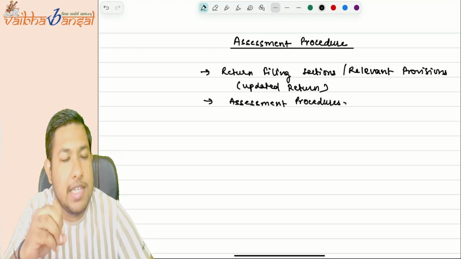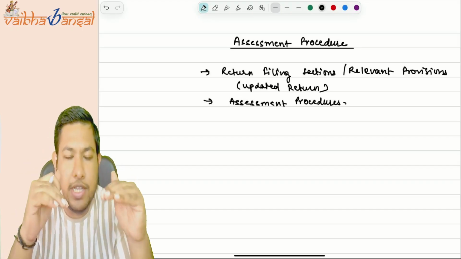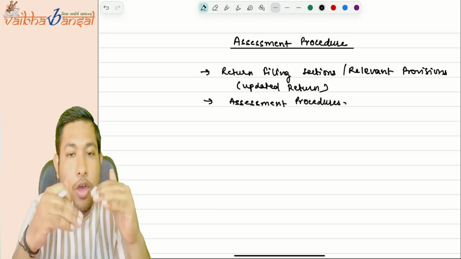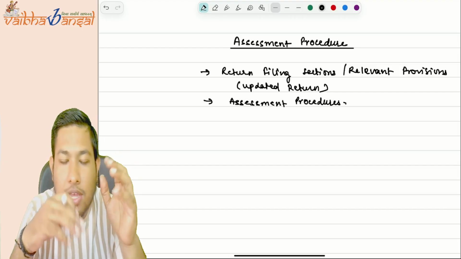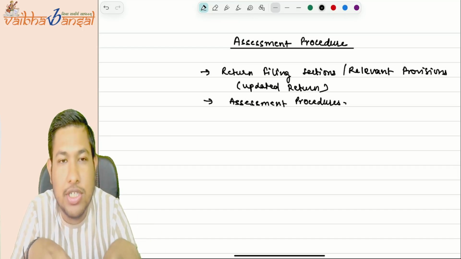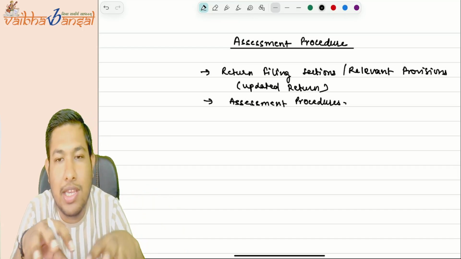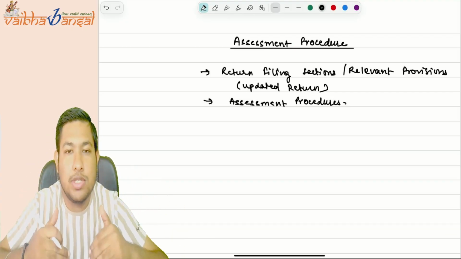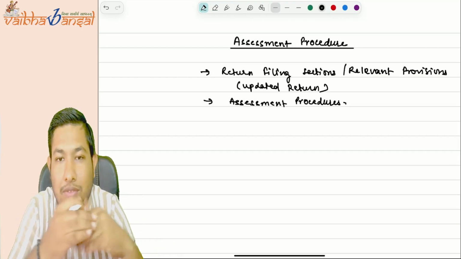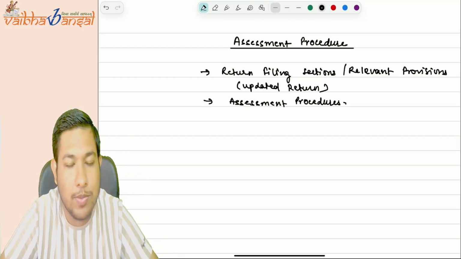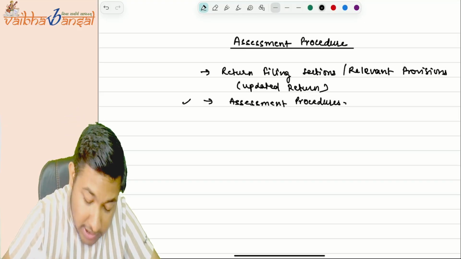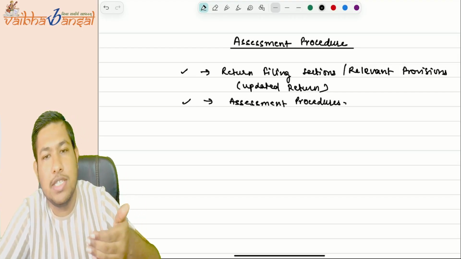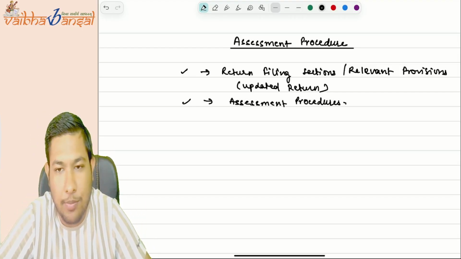Where the assessing officer will come. What we saw in yesterday's class, the income tax authorities, we discussed what the income tax authority is, what their jurisdictions and powers are, in case of search, seizure, survey, everything we have seen. Now we are going to see the assessment part of this chapter. So in this chapter there are two points: the return filing sections and the relevant provisions, and second, the assessment procedures.